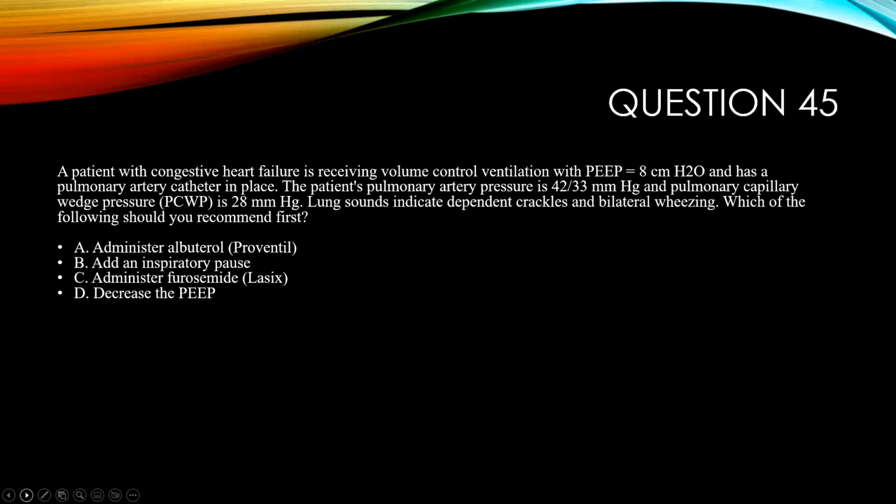Question 45. Patient with congestive heart failure is receiving volume-controlled ventilation with a PEEP of 8 and has a pulmonary artery catheter in place. Again, speaking to hemodynamics, very important. Patient's pulmonary artery pressure is 42 millimeters of mercury or torr, and pulmonary capillary wedge pressure is 28. Very much elevated, by the way. Lung sounds indicate dependent crackles and bilateral wheezing. Which of the following should you recommend first?